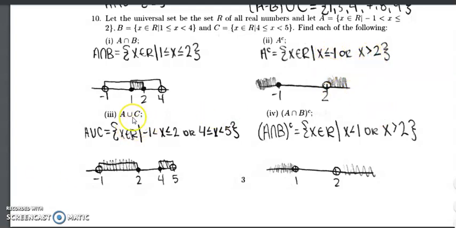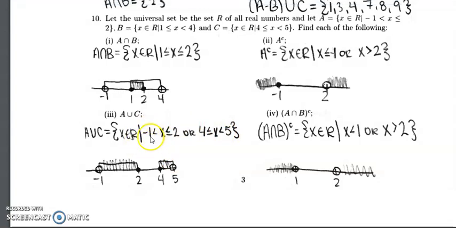Now, when we do the union, it means either or. As we know, from -1 to 2, those are the numbers in A, and 4 to 5, these are numbers in C. And by the definition of union, it's either here or there. Because there are two separate parts, we cannot really put them in one interval. So we use two separate inequalities.